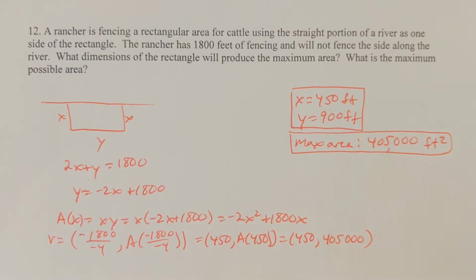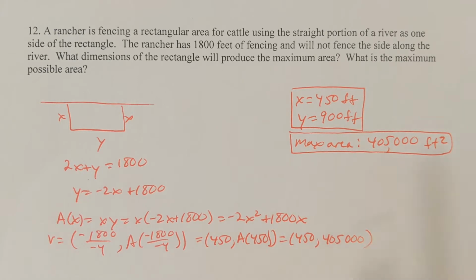Okay, I'm going to finish up sections 3.1 and 3.4 here. It says a rancher is fencing a rectangular area for cattle using a straight portion of a river as one side of a rectangle. The rancher has 1,800 feet of fencing and will not fence along the side of the river. What dimensions of the rectangle will produce the maximum area, and what is the maximum possible area?